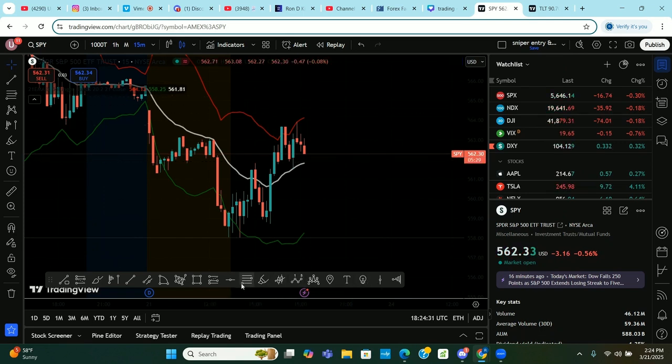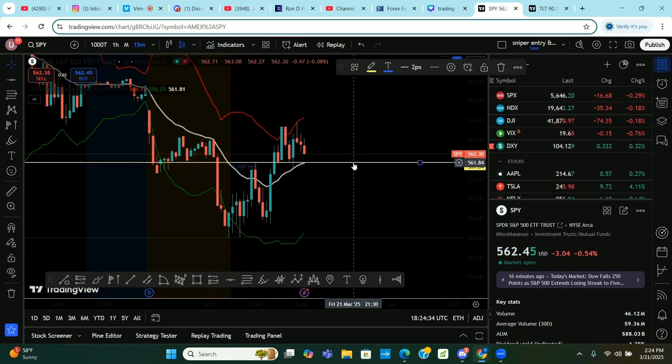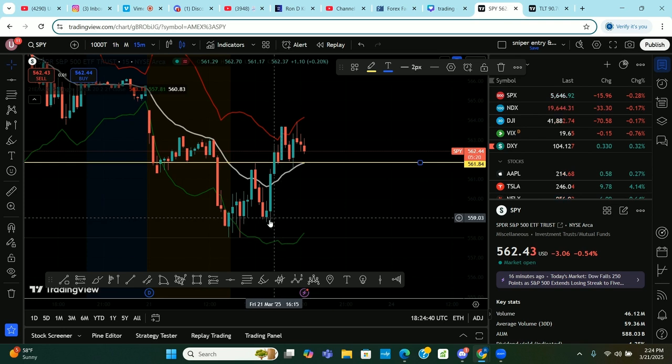Let's go ahead and put a horizontal line here. This could be a place of support, and or it could be the decision point for people who bought calls down here that are already in profit. They bought calls here, meaning betting to the upside.